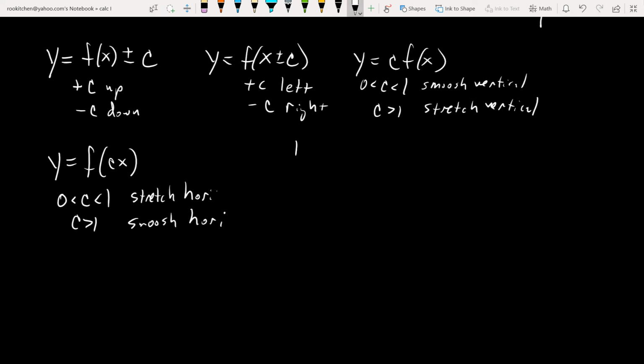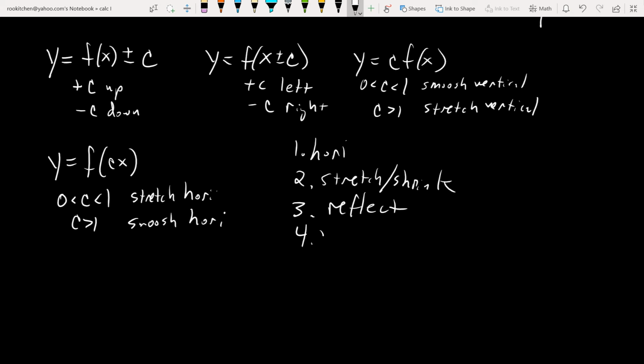There is an order of operations, just like with PEMDAS. When you do these, you want to do your horizontal first, your horizontal shifts, and then your stretch shrinks. And then you want to do your reflections, and then you want to do your vertical movements.